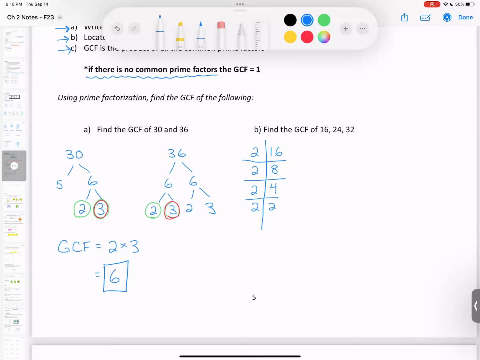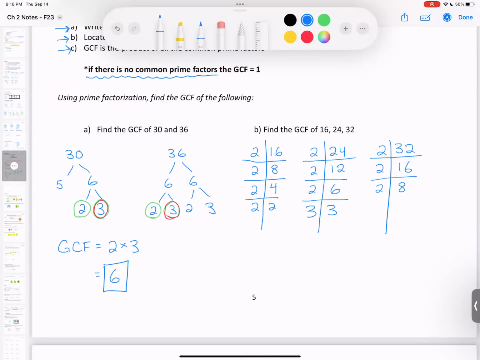Okay, let's do the same thing now for 24. Once again, I can do a 2 to get 12. I can do another 2 to get 6. And another 2 to get 3. 3 is prime, so we've got our list of prime factors on the left. All right, let's do 32. I can do a 2 for 16. Another 2 would give me 8. Another 2 would give me 4. And one more 2 would give me 2. So now I've got all of my prime factors for all 3 of these numbers.